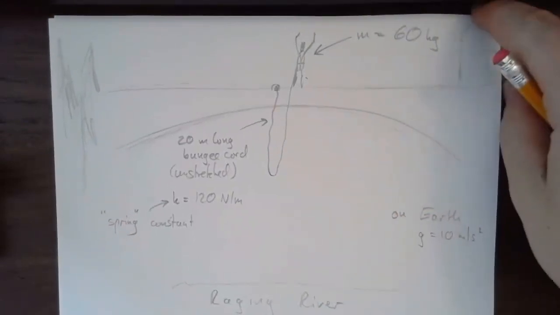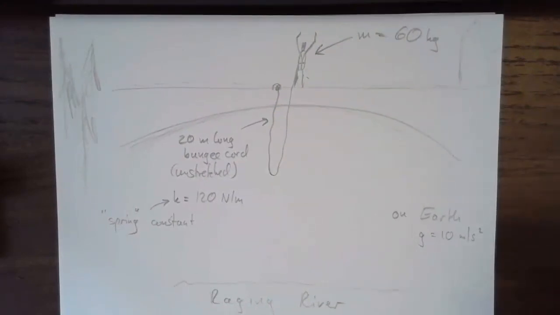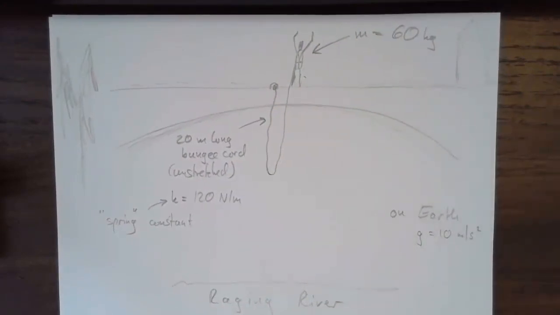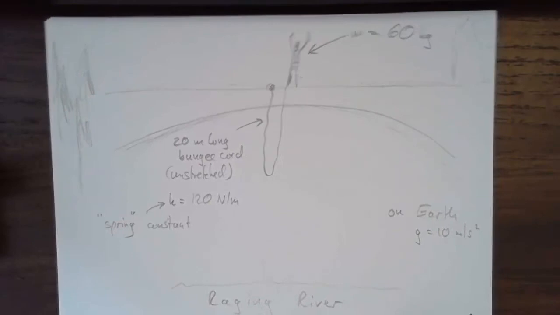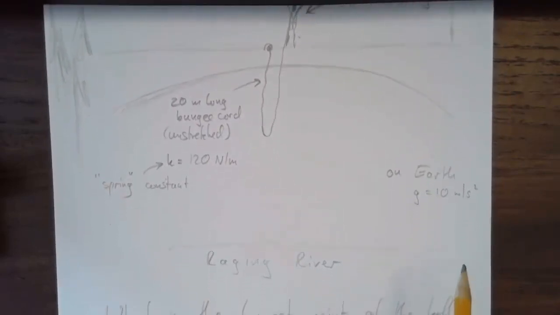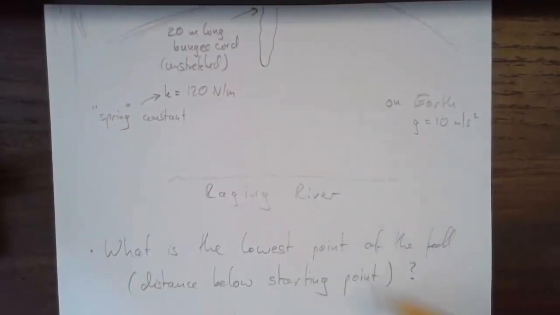Solving this might involve using some mathematical techniques such as solving a quadratic. Who knows? Anyway, have fun with it. But here's the question again. What's the lowest point of the fall, measured as a distance below the starting point? Let's see what you can come up with.